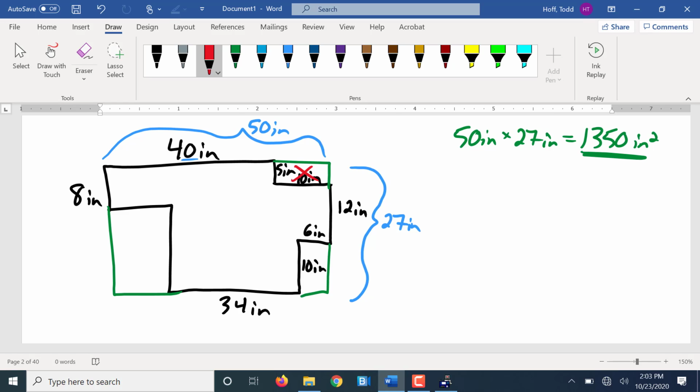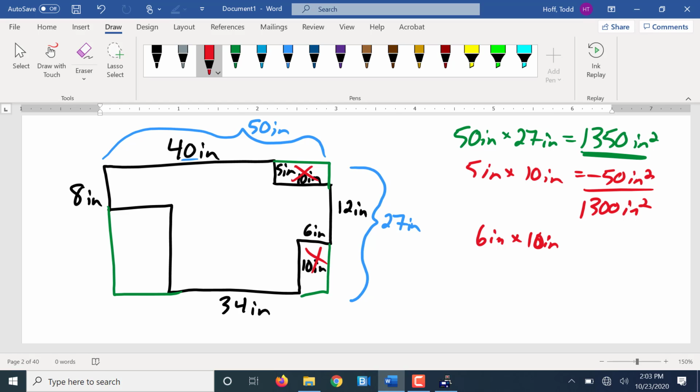How do I find that area? 5 times 10, good, which is 50. I'll subtract that out to give me 1,300. This one's pretty easy to find. 6 times 10, which is 60, so yes, 1,240 now. This piece is going to be a little bit more work. We have to find some dimensions there.